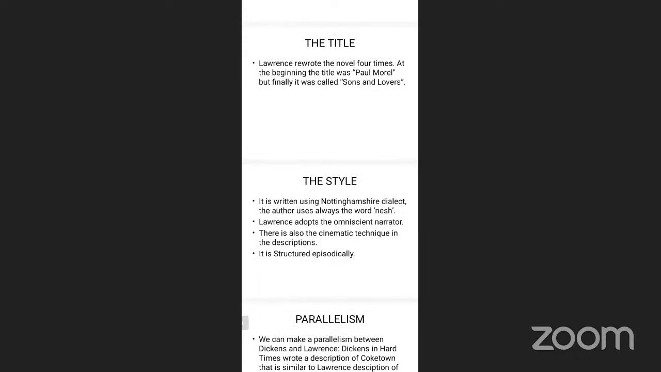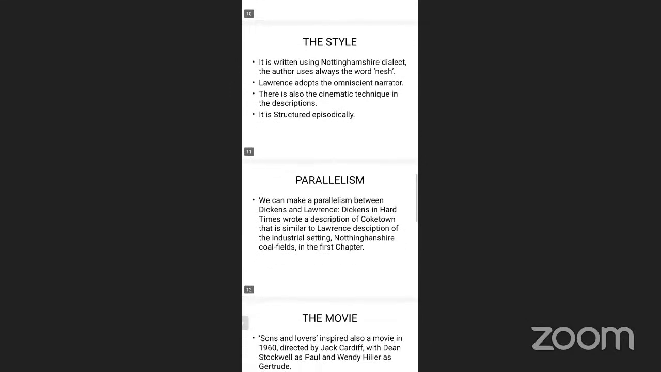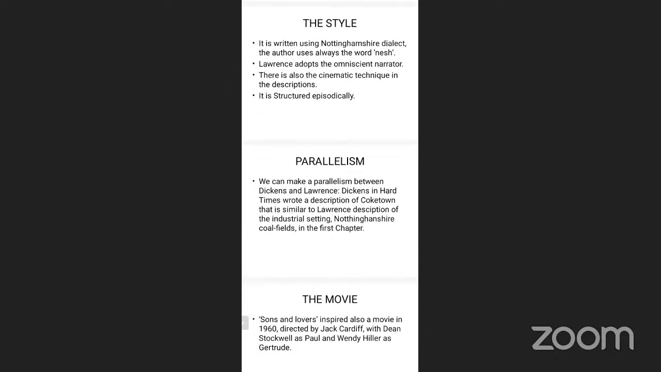At the beginning, the title was Paul Morel, but finally it became Sons and Lovers. Now, what was the style of writing this particular novel? The novel was actually written in the Nottinghamshire dialect. That was a dialect of the place where D.H. Lawrence used to live. The author always uses the word Ness.